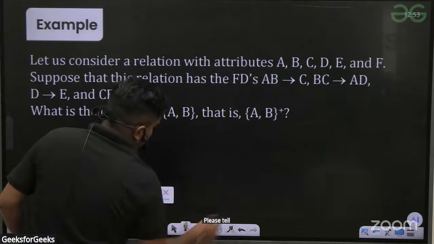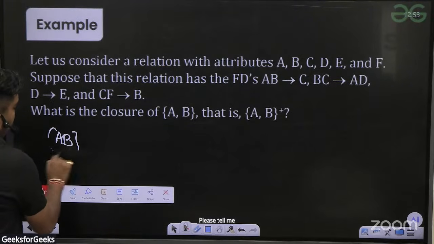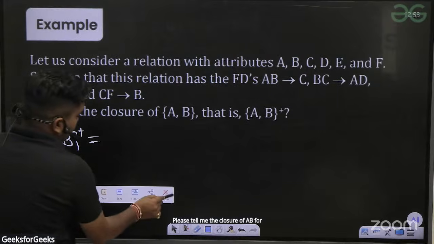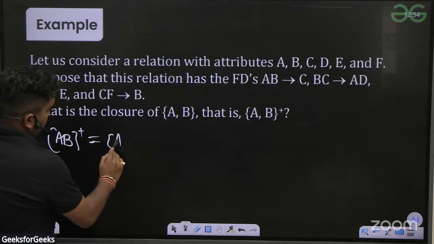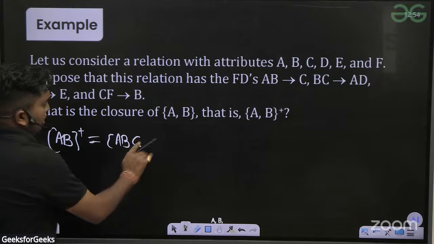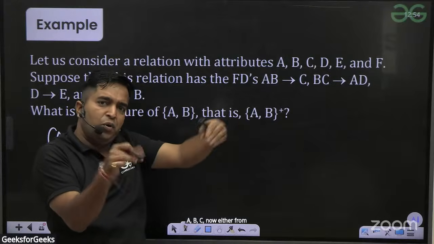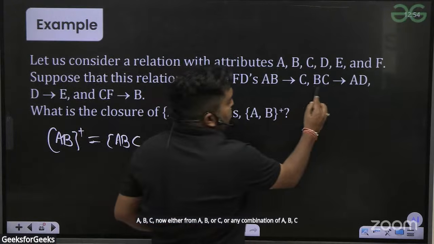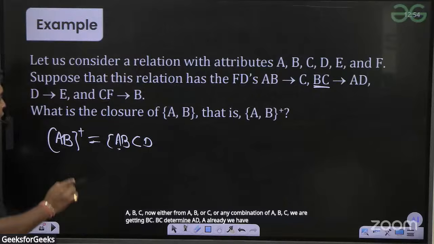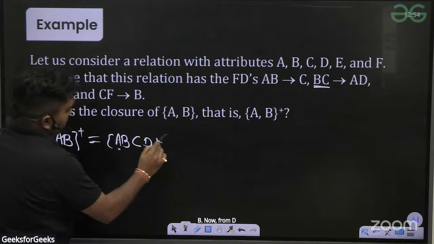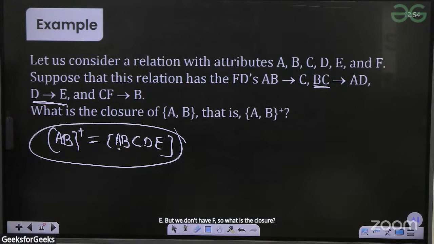Please tell me the closure of AB. For this question, A, B, C. Now either from A, B, or C, or any combination of A, B, C, we are getting BC. BC determines AD. A we already have, D we get. Now from D, E. But we don't have F. So what is the closure? A, B, C, D, E.